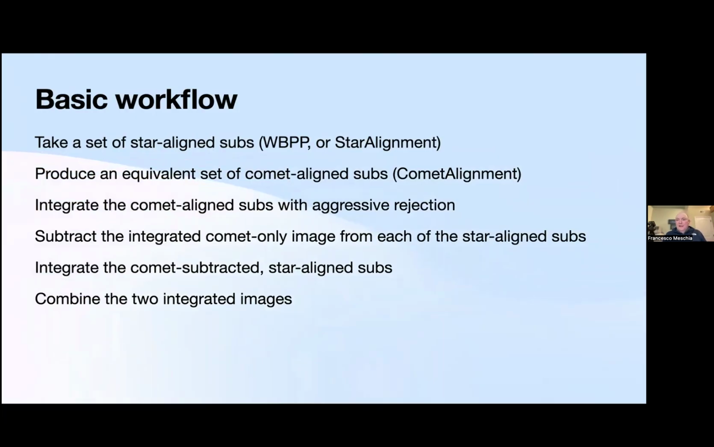In this way, you obtain more or less easily, depending on the conditions, a comet-only image. Then you're going to use, again, the same comet alignment tool, but in a different operating mode to literally, mathematically subtract the comet-only image from each of the star-aligned subs, the ones that WBP put out. You integrate the comet-subtracted and star-aligned subs, and you obtain the integrated rest that we were referring to in the previous slides.